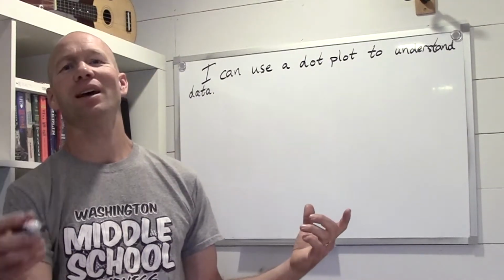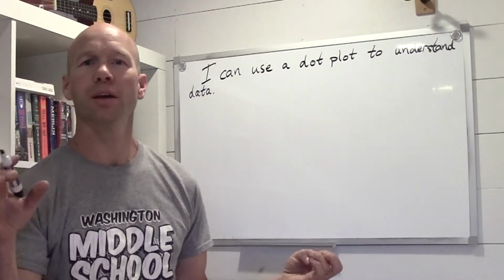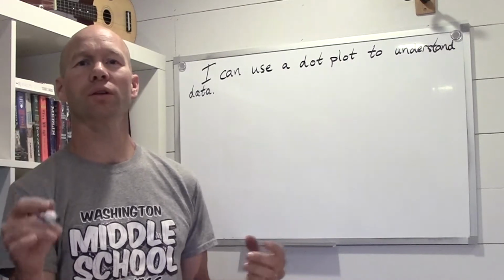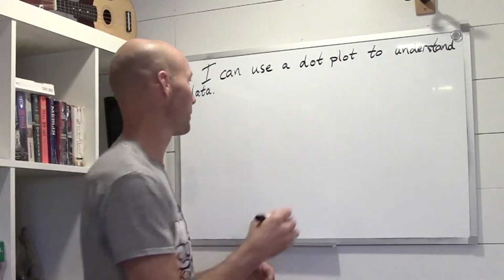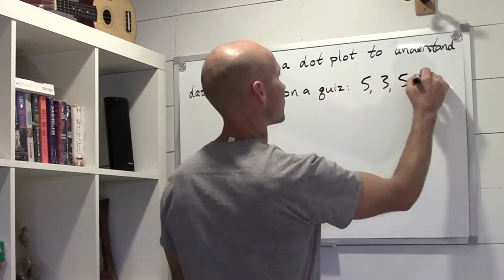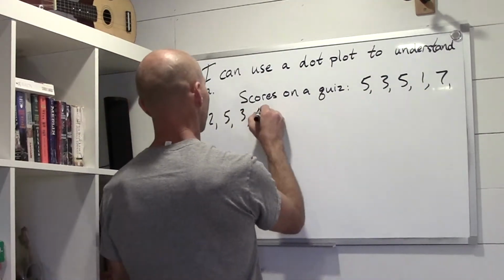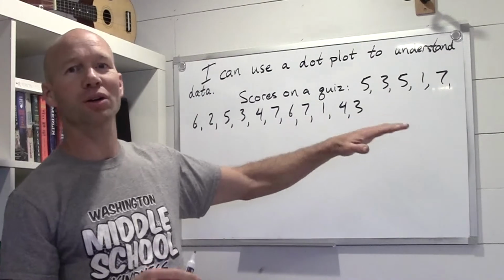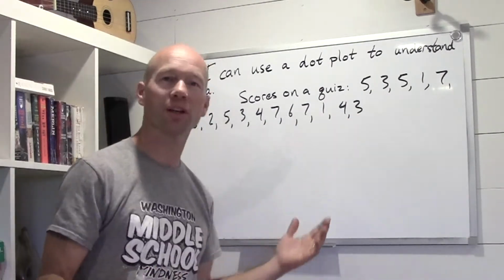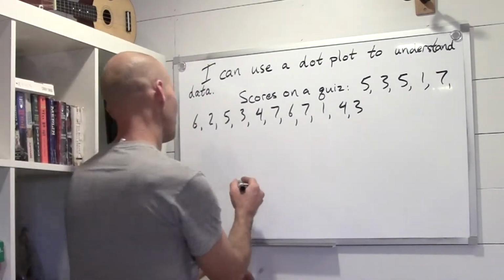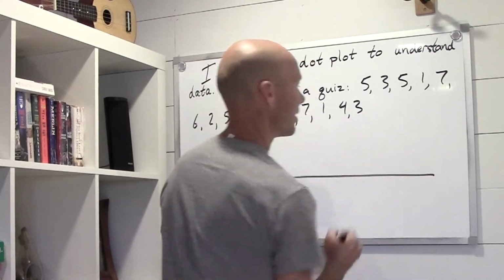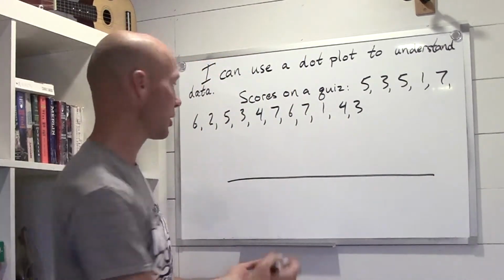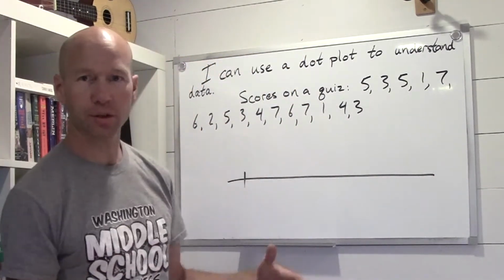Let's take a data set like we did last time with the scores on our quiz. Alright, so we have a group of scores from our quiz from last week. Let's arrange those into a dot plot. So a dot plot means we are going to draw a number line, looks like a number line, and put each of the values on our number line.